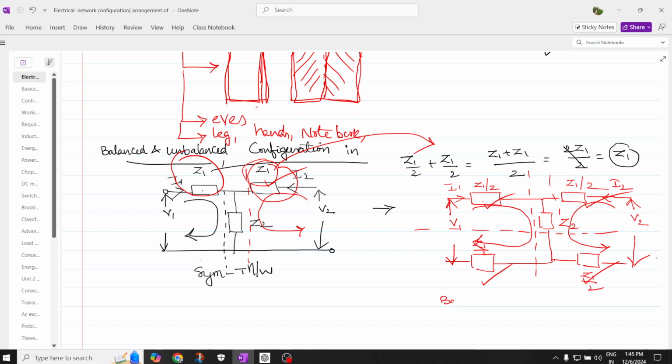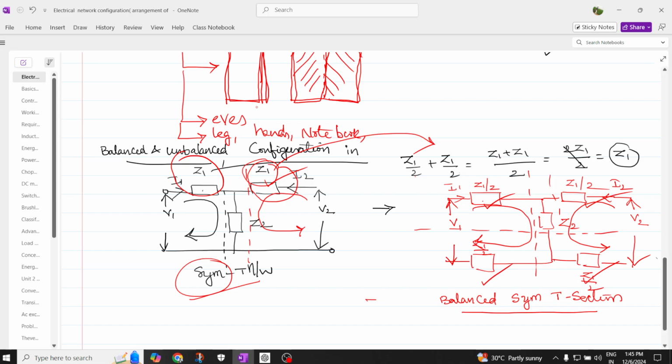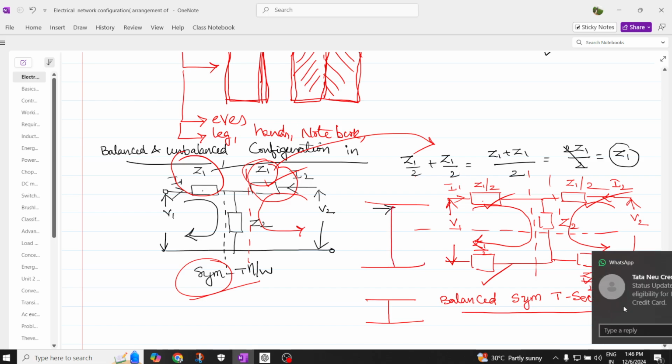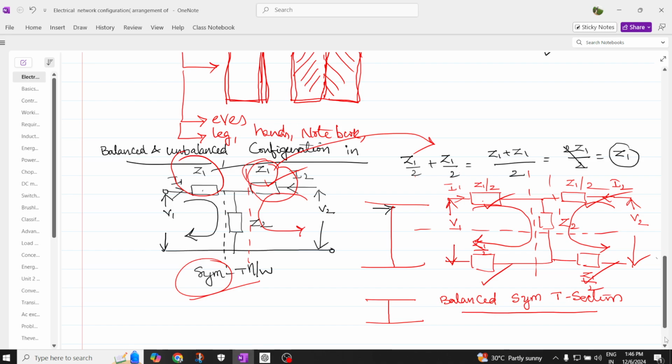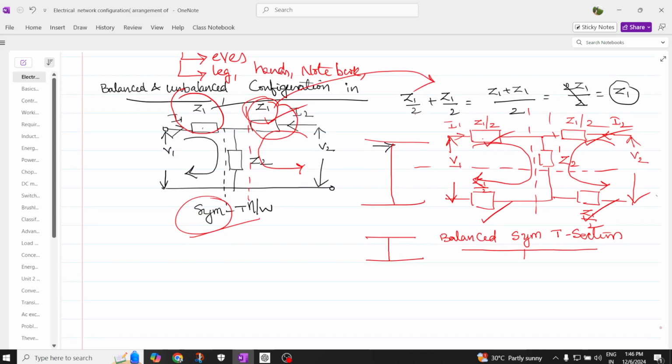Therefore, I can call this network a balanced network, but before balanced, it is symmetrical. Why? Because Z1 and Z1, this is a balanced symmetrical T section. These types of balanced symmetrical T sections are called H sections. You can see this network, it is like the letter H. Therefore, a balanced symmetrical T section is called an H section.